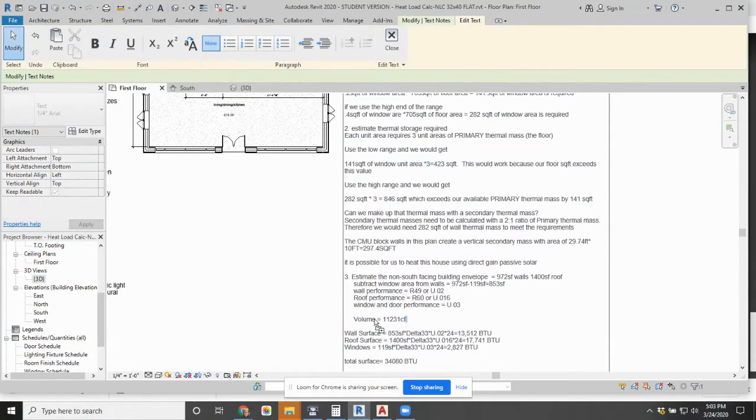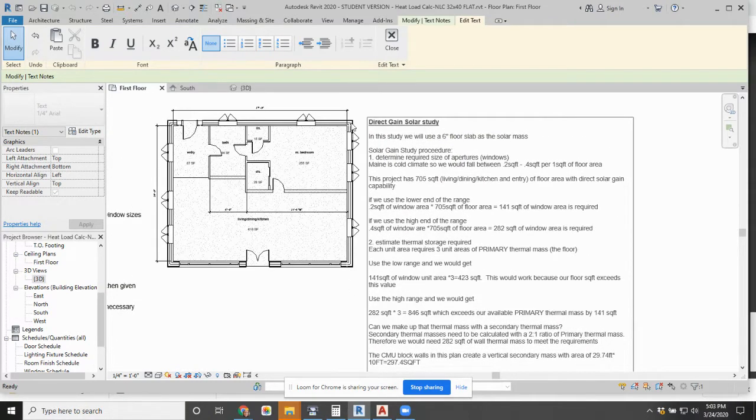And I don't think we need volume in here anymore, because volume doesn't come into play in this. This is all surface heat loss, not volume. So estimate the non-south facing building envelope. If I take my wall surface area on these 3 sides, and I did this measurement from the inside of the wall rather than the outside, because that's the surface area that's being exposed to the outside.